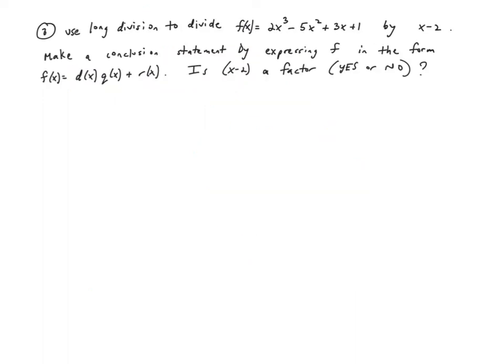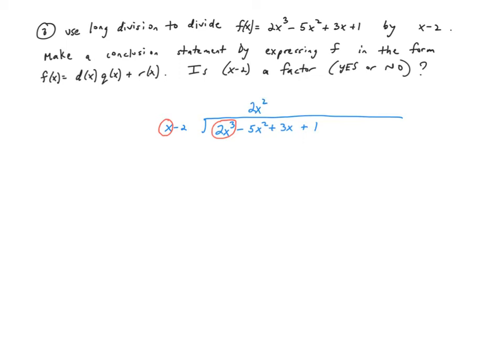Number 3. Use long division to divide f of x by x minus 2. Make a conclusion statement by expressing f in the form f of x equals d of x times q of x plus r of x. Is x minus 2 a factor, yes or no? First, we'll set up our long division. We should be focusing on leading terms. We see that x goes into 2x cubed, 2x squared times.